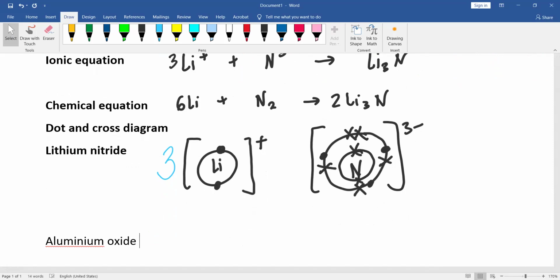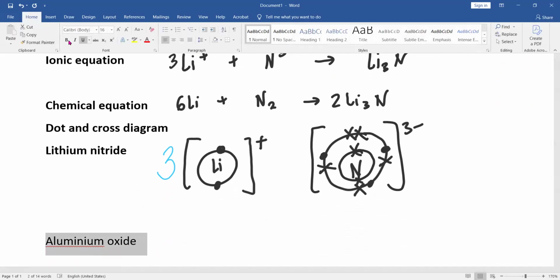I want to do aluminium oxide. Okay, do everything based on aluminium oxide. Get it? Okay, go do.